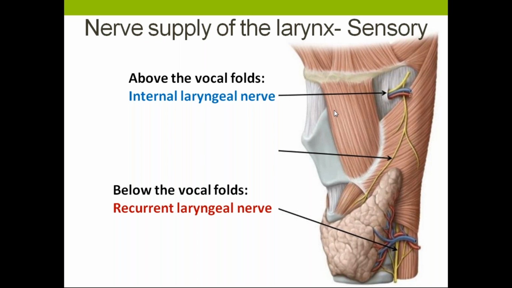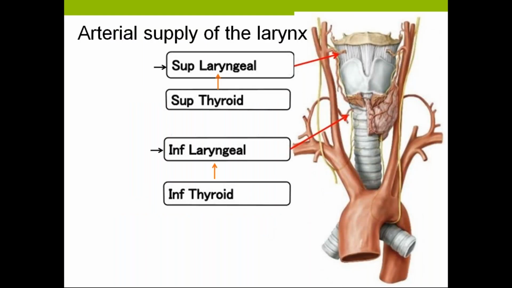So the sensory supply, that is mucous membrane of the larynx, is supplied above the vocal fold by the internal laryngeal nerve. This is a branch of superior laryngeal nerve, which in turn is a branch of vagus. And below the vocal fold, it is supplied by the recurrent laryngeal nerve, which in turn is a branch of the vagus nerve. Now next we'll see the arterial supply. For the arterial supply also, you have to take the landmark as vocal fold, and you have to read above the vocal fold and below the vocal fold.